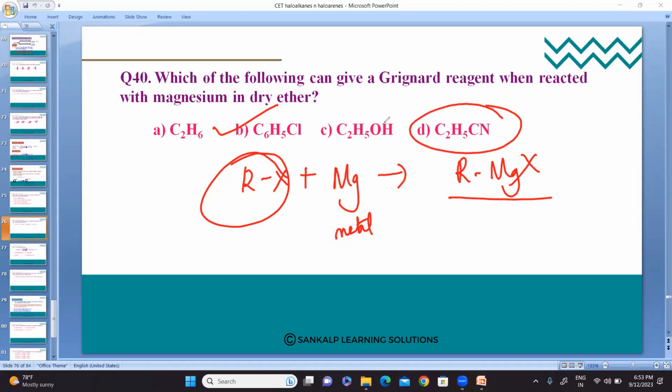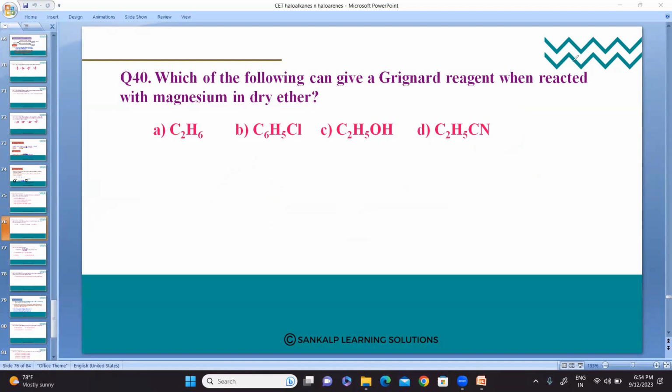This is a cyano group. This is an alcohol group. Okay, and C2H6. So this is also what? This is a saturated hydrocarbon. So this is also wrong. It requires an alkyl halide. So option number B is the correct answer. So we'll go for the next one.